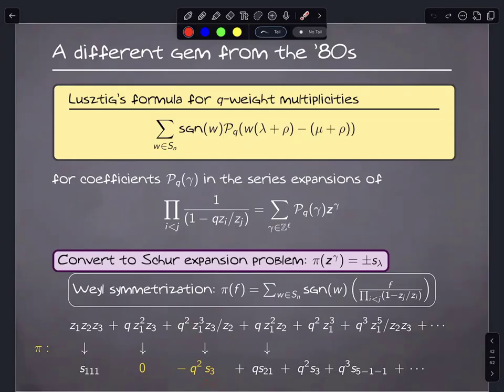And sometimes you get 0. But the point is, the coefficients of those are this signed sum. Because, look at the Weyl symmetrization operator. Essentially what it does is it gives you Lusztig's formula as a coefficient of Schur. Well, Schur series, right? Because these are kind of funny Schur functions. They're allowed to have negatives in their weights. They're just characters, it's fine.